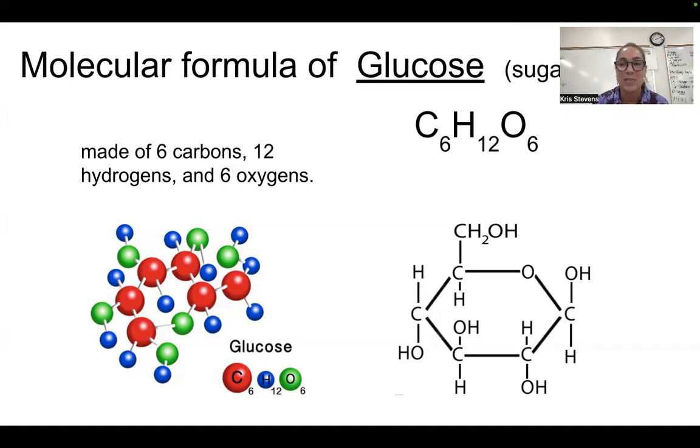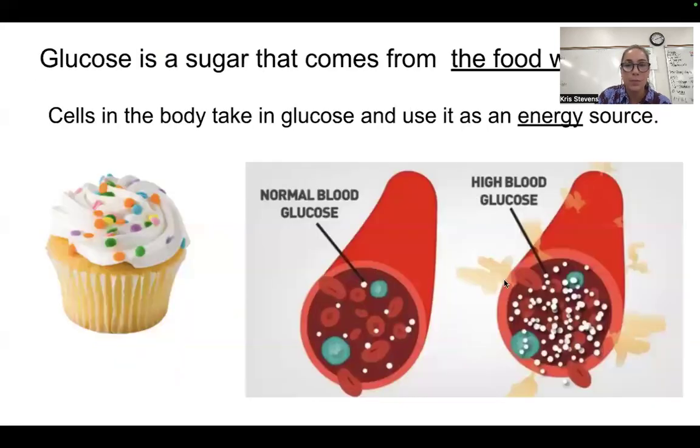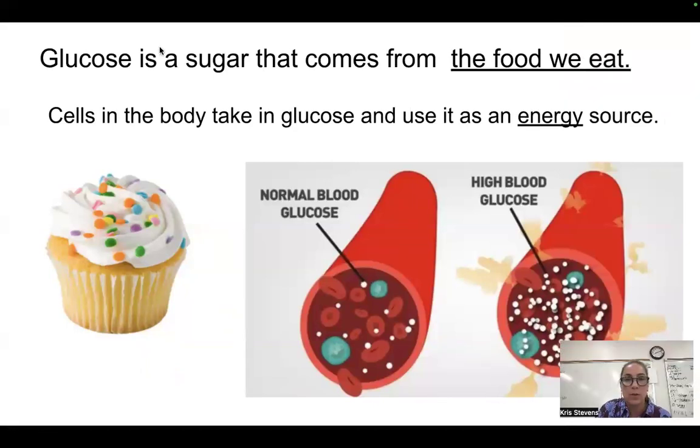C6H12O6 is the answer. C6H12O6, that's glucose. It's 6 carbons, 12 hydrogens, and 6 oxygens. It is a ring-like structure. You can see that here. It comes from the foods that we eat. Cells in our body take in glucose and use it as energy.